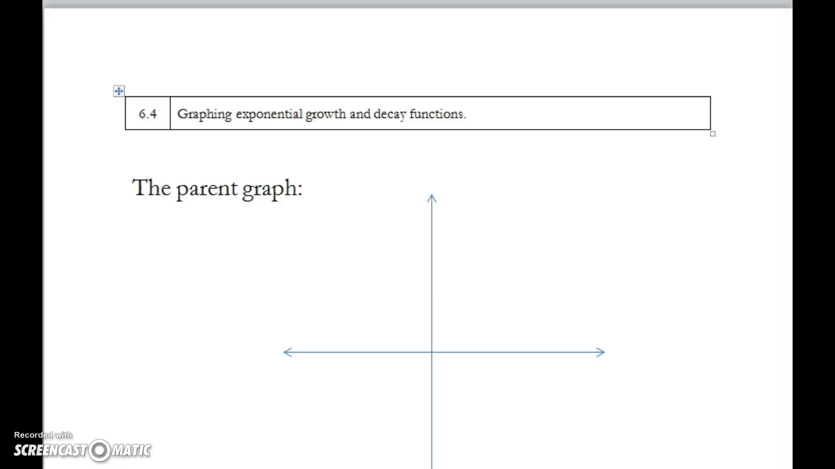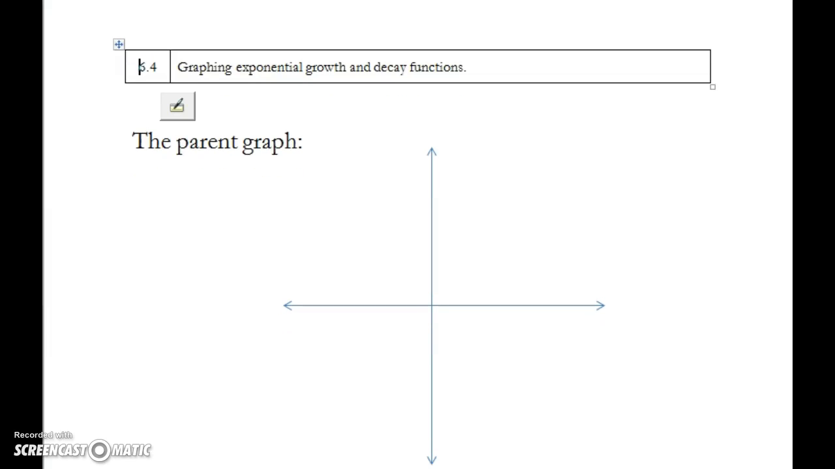Standard 6.4, graphing exponential growth and decay functions. All right, so let's begin with our parent graph. This is our most basic graph, and then from here we're going to have either translations, reflections, etc.